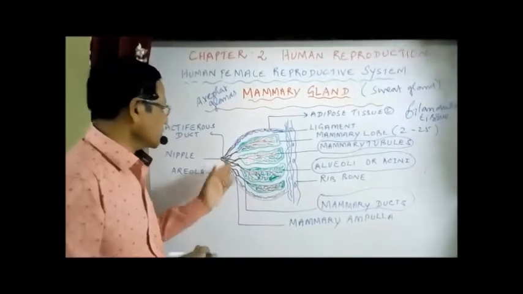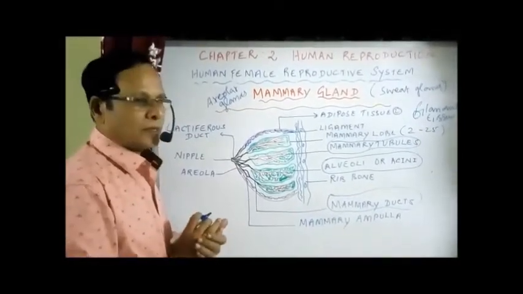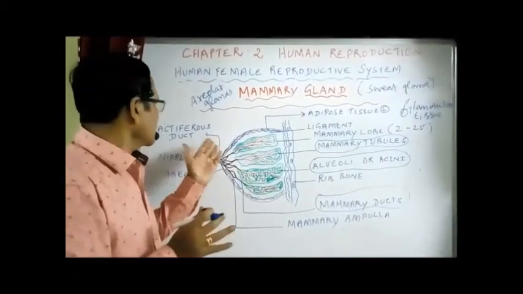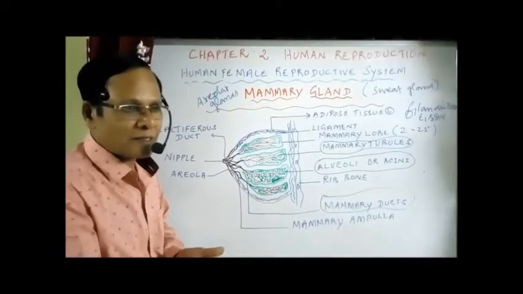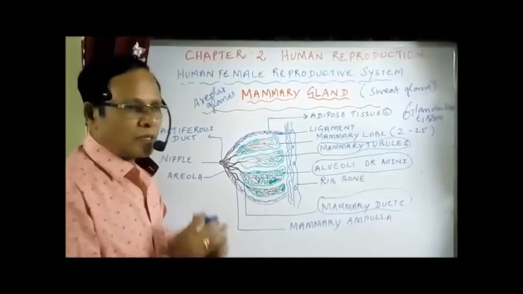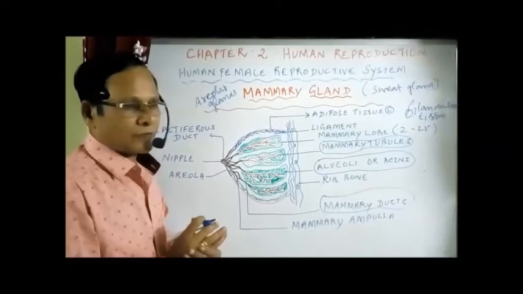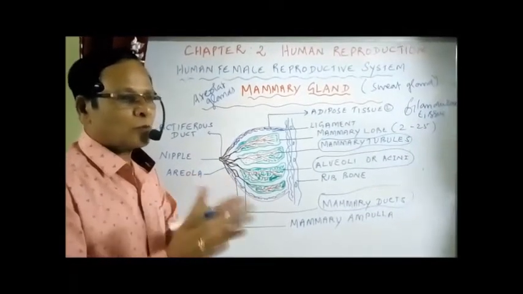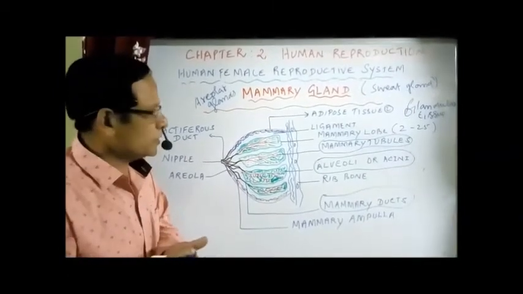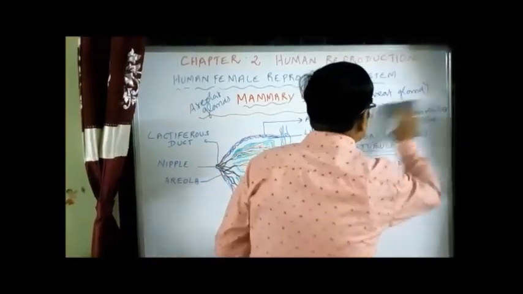Now the ampulla leads into a small duct called the lactiferous duct. The lactiferous duct normally expands to form the lactiferous sinus, in the nipple region or under the nipple. Each lactiferous duct opens separately on the nipple surface by means of minute pores. So that is about the arrangement, the hierarchy of arrangement of structures.